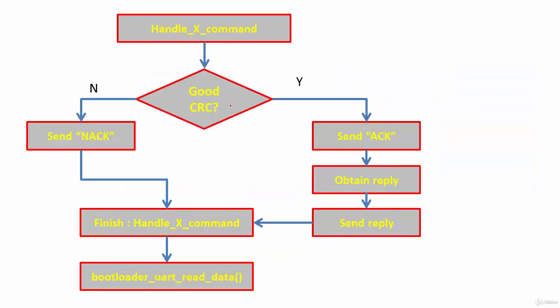If the CRC is good, we first send the ACK and then we obtain the reply. For example, if it is a get version command, then we obtain the version. If it is get chip identification number, then we obtain the chip identification number, and then we send the reply back to the host. After that, we return from the handle X command, and we again come back to the bootloader UART read data function. That means we poll for the UART data. So this is the flowchart used in this project implementation.